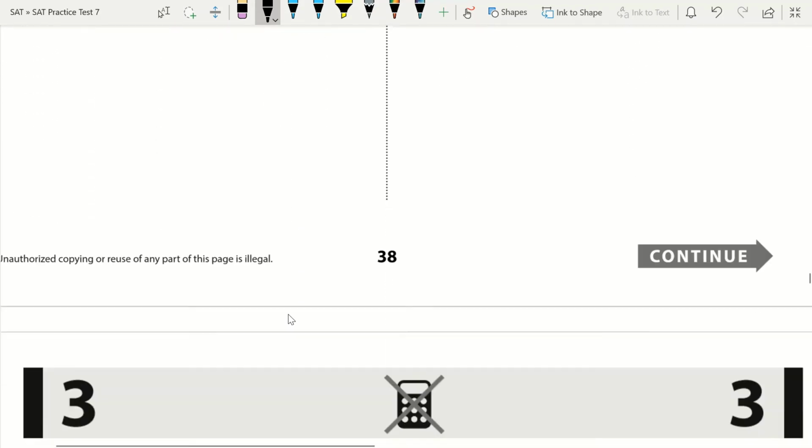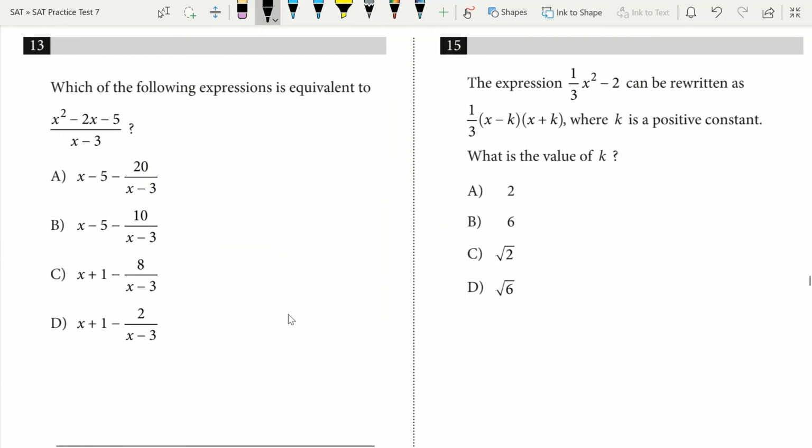Alright, moving on. Question 13, which of the following expressions is equivalent to the one shown? Alright, we have to divide here, so we're going to have our x minus 3 out here, going into our x squared minus 2x minus 5.